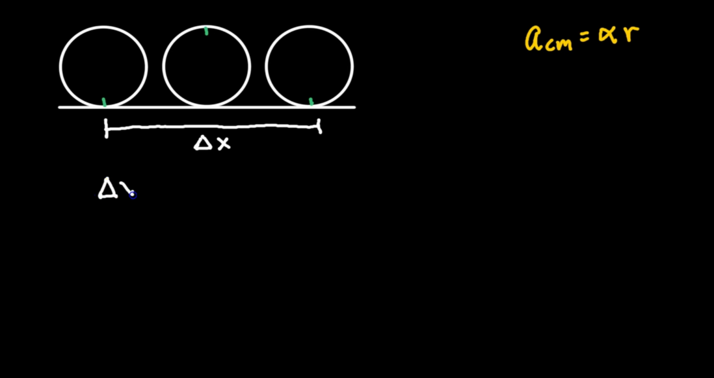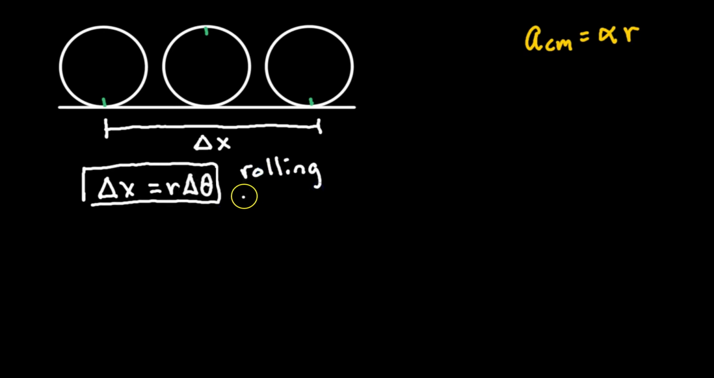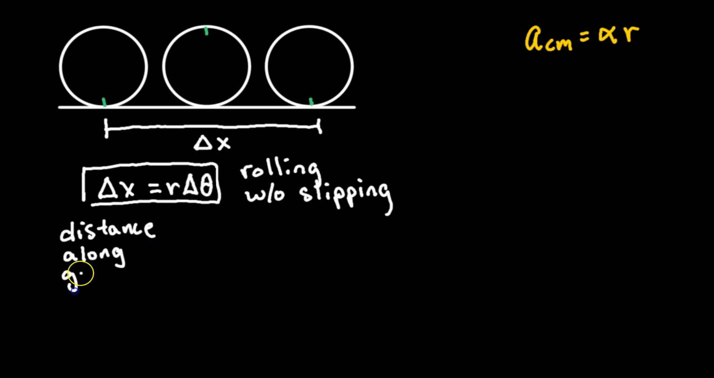More generally, we can say that the displacement of the center of mass is equal to the arc length of the outer rim of the rotating object. So even if the object doesn't make a complete rotation, the displacement of the center of mass is equal to r delta theta if the object is rolling without slipping. Another way to describe this would be to say that the distance along the ground traveled by the center of mass is equal to the distance along the rim of the rotating object.